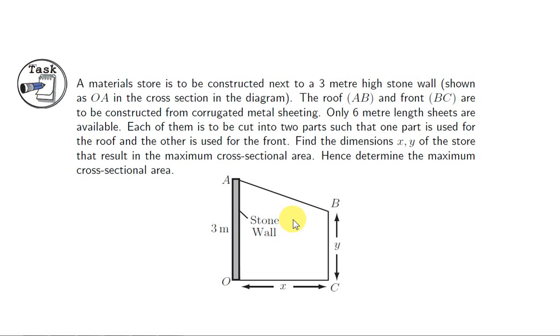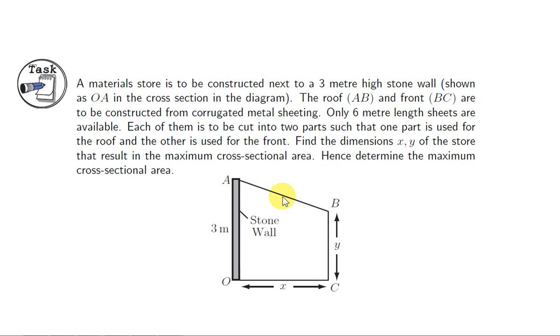A material store is to be constructed next to a 3-metre high stone wall. The roof AB and front BC are to be constructed from corrugated metal sheeting. Only 6-metre length sheets are available. Each of them is to be cut into 2 parts, such that one part is used for the roof and the other is used for the front.